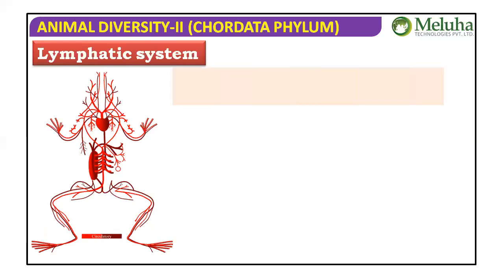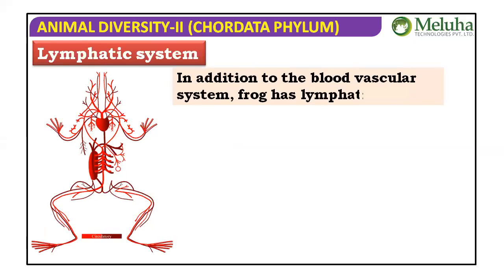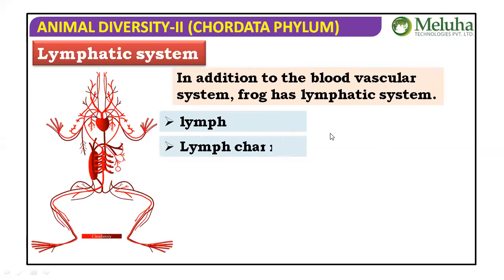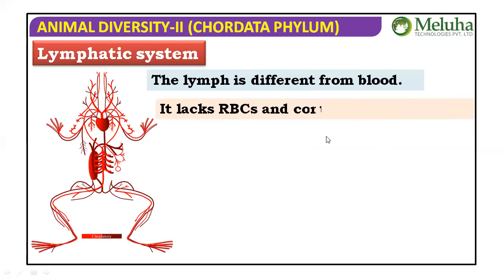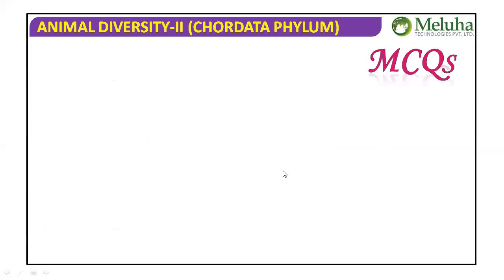Lymphatic system. I think we have a well-known idea of the lymphatic system. We completed that in structural organization. We use to say it as a mini bus. In addition to the blood vascular system, the frog has a lymphatic system: the lymphatic channels, the lymph nodes, lymphatic vessels, and lymphatic ducts. Lymph is different from blood. It lacks RBC and contains few proteins. That's the story of the blood vascular system: about the heart, about the portal system, and brief information about the blood.